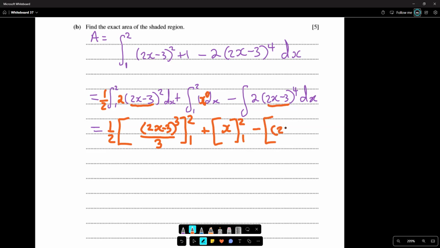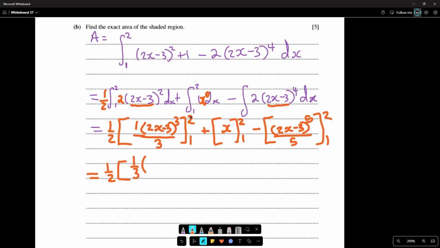Is going to be 2x minus 3. Remember, when you add there, you get 5 all over 5. Then the limit is 2 and 1, right? And then you have a half. Now we need to substitute. So if you check here, there's a 1 here. So I have 1 over 3.